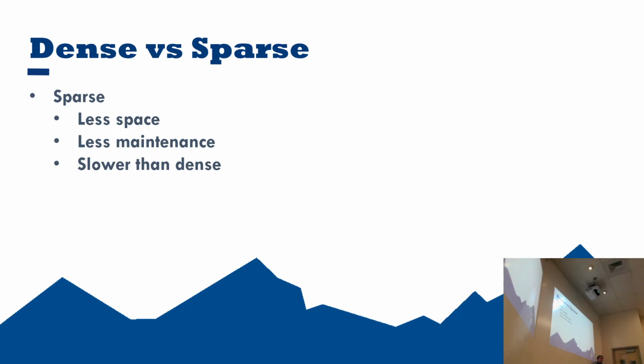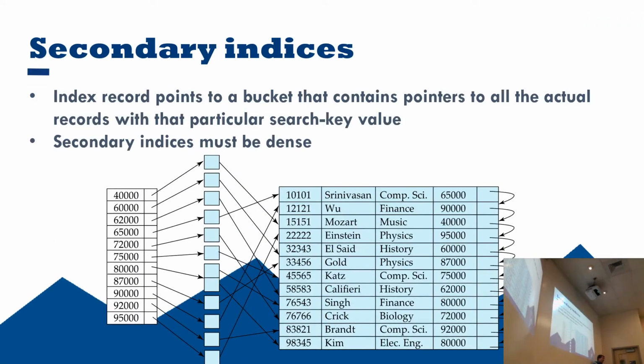Dense, because it's faster, more efficient. All right, for processing at least. Okay, then you got secondary indices. So a secondary index is basically an index of the index in a way. Okay, so what you're doing, you're pointing to the bucket. So this is a bucket over here. And the bucket is pointing to the actual value.